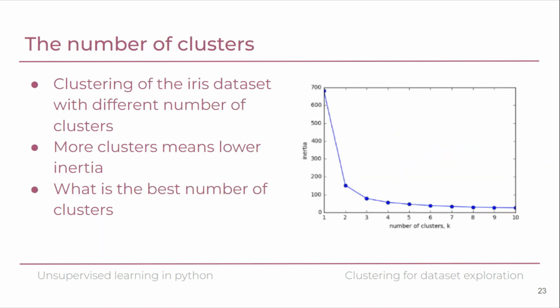Here is a plot of the inertia values of clusterings of the iris dataset with different numbers of clusters. Our k-means model with 3 clusters has relatively low inertia, which is great, but notice that the inertia continues to decrease slowly. So what's the best number of clusters to choose?